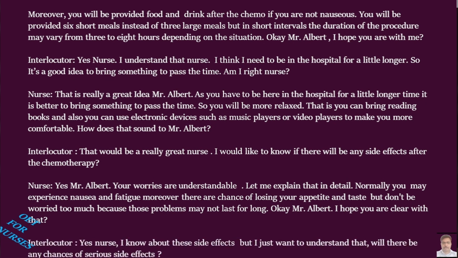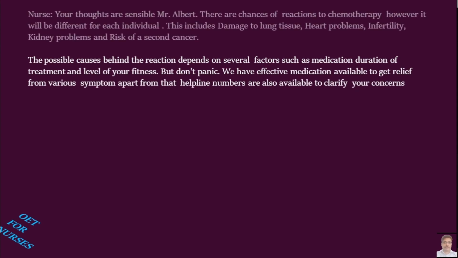Then the interlocutor may ask, yes, miss, I know the side effects, but I just want to understand, will there be any chances of serious side effects? Then respond to him saying, your thoughts are sensible, Mr. Albert. There are chances of reaction to chemotherapy. However, it will be different for each individual. This includes damage to lung tissues, heart problems, infertility, kidney problems, and risk of second cancer.